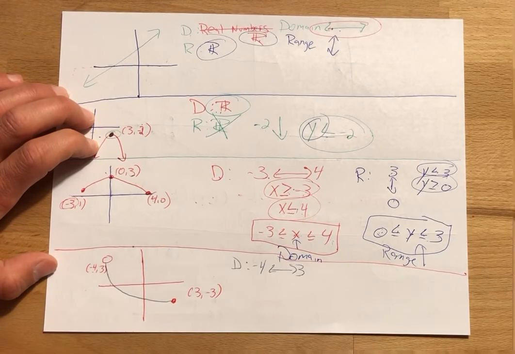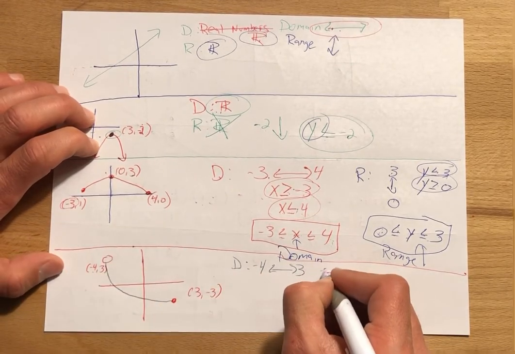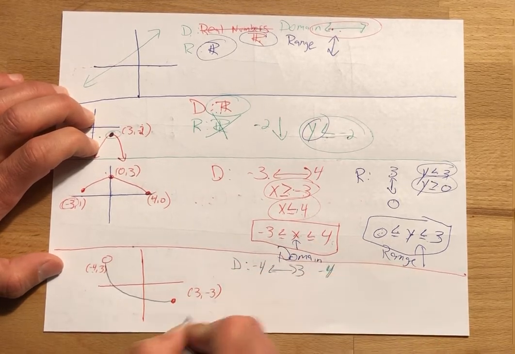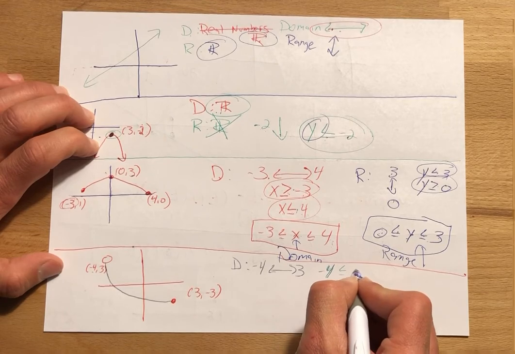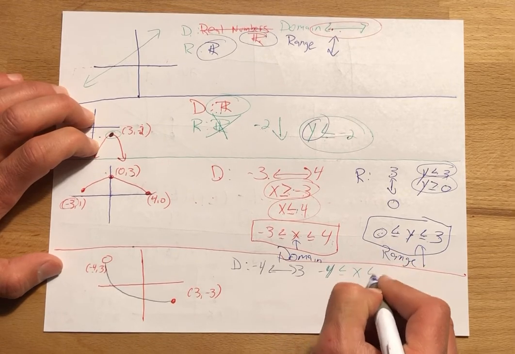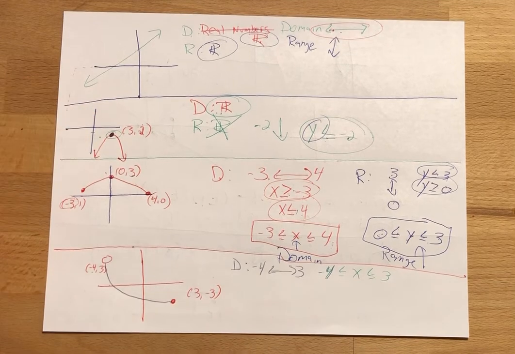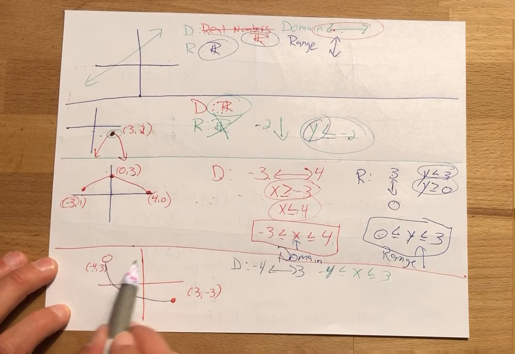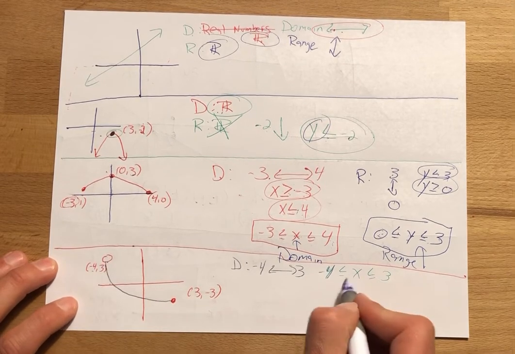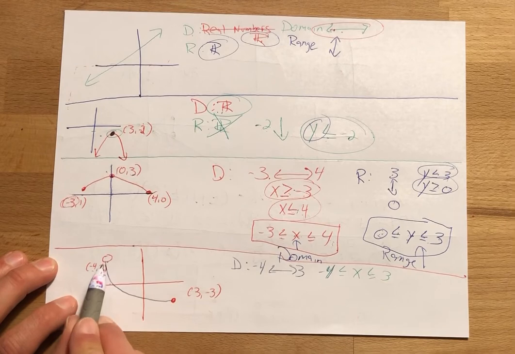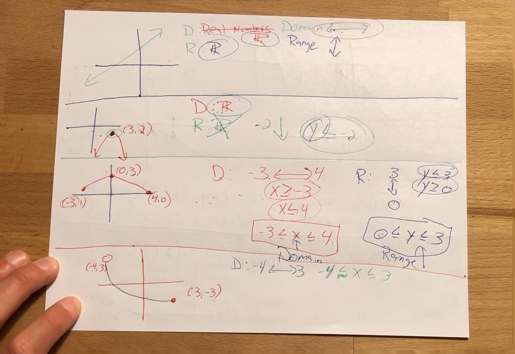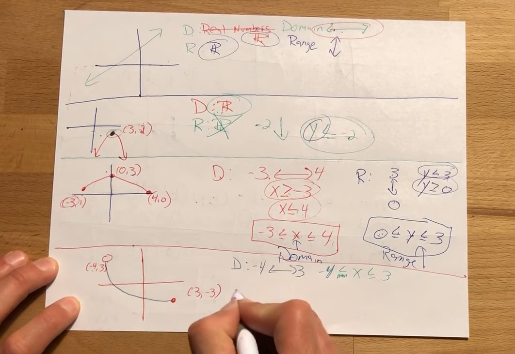We have to write this as a compound inequality. So we're going to say -4 is less than or equal to x, which is less than or equal to 3. There's something wrong with this statement that I just said. Notice this open circle. That means x cannot equal -4. It's bigger than -4 because it's to the right of -4, but it cannot equal -4. So it's -4 is less than x, which is less than or equal to 3 because it's a closed circle.